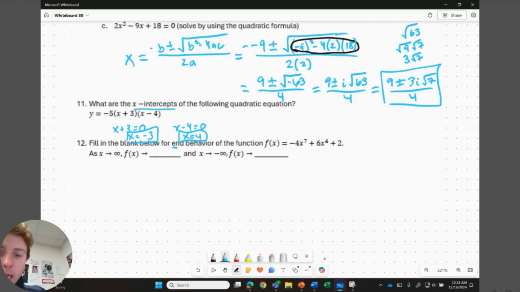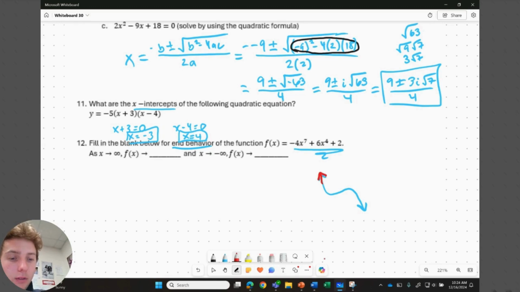Number 12 says end behavior. That means I need a graph of this. You might graph our equation here. If you graph it, it would look something like this, where I notice that the left side is going up and the right arrow is going down.